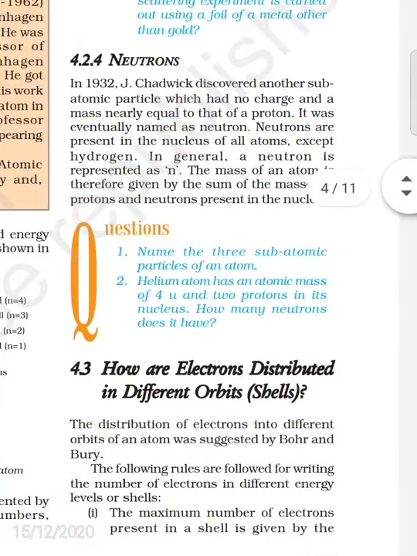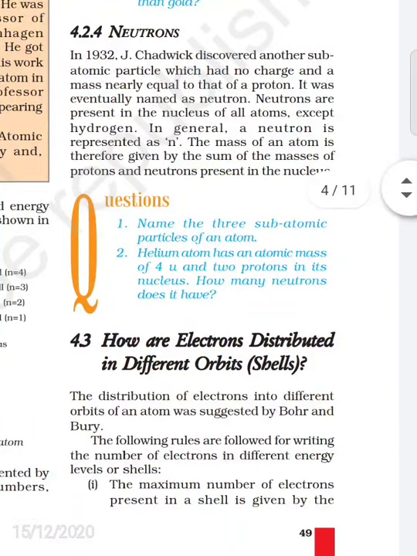And now we are going to see about the third subatomic particle, that is neutrons. In the year 1932, a scientist named J. Chadwick found another subatomic particle, and this subatomic particle is known as neutrons. These neutrons do not have any charge, and they are neutral. These neutrons are present inside the nucleus, and the neutron is denoted by the letter N.